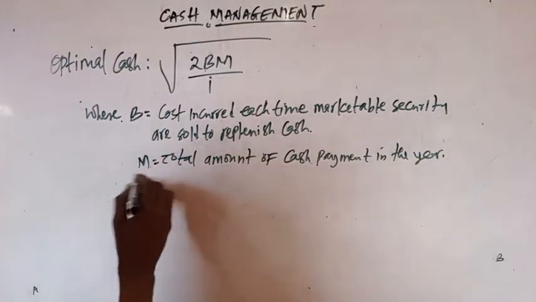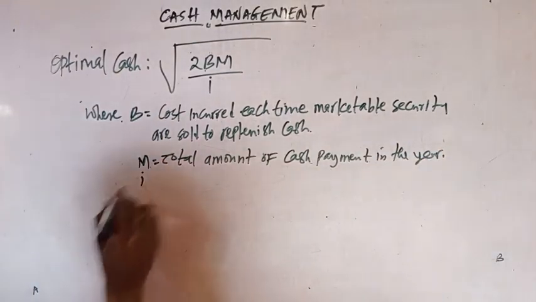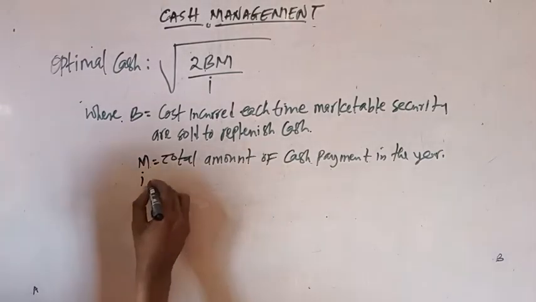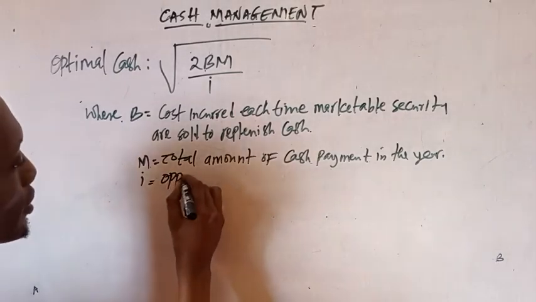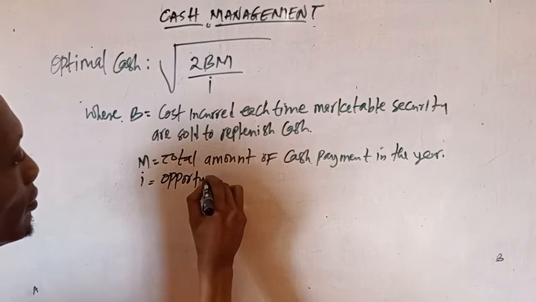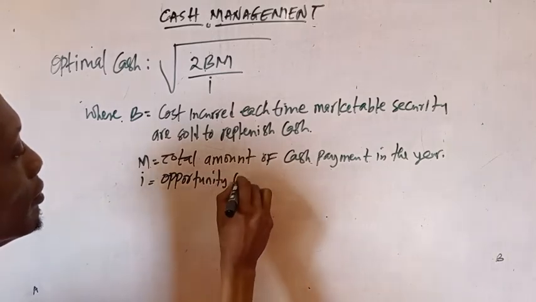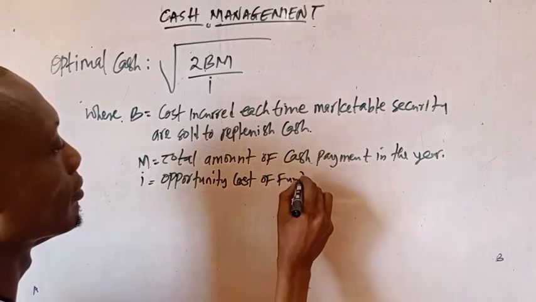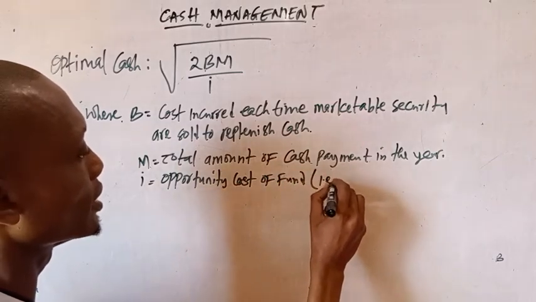Okay, and I is taken to be the interest, the opportunity cost of fund, that is the interest rate.